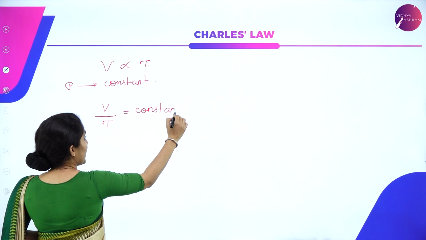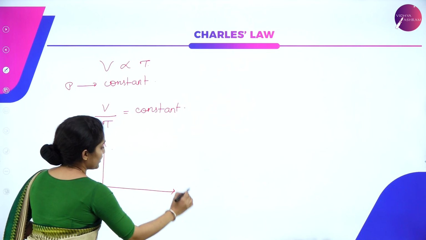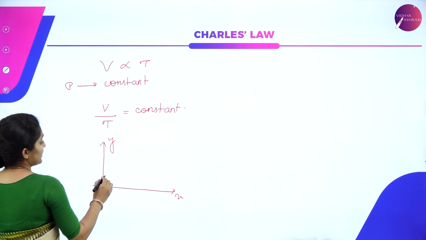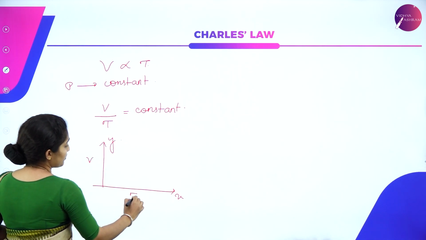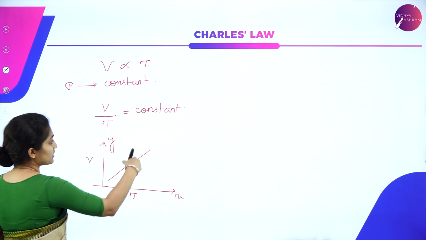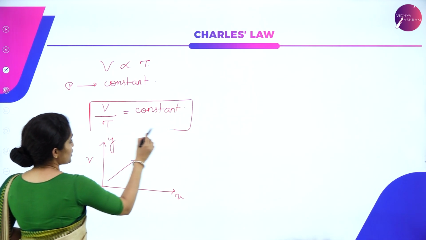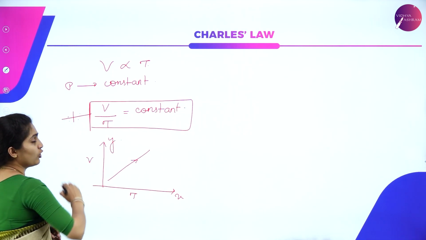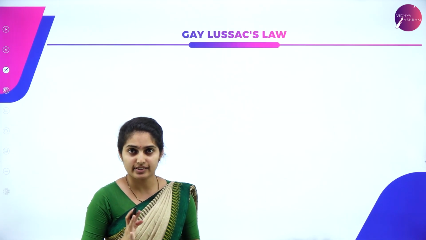And the graphical representation of this Charles' law is you have X and Y, as your volume increases, your temperature also increases. This is how the graphical representation shows, out of which this expression of yours is very much important along with this law. Next, we are going on to Gay-Lussac's law.